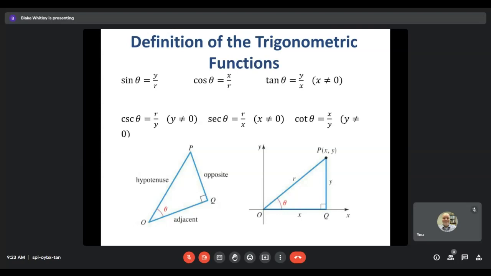And again, the other three trig functions are just the reciprocals of the first three. So all you have to do is flip those. And again, we can't have 0 in the denominator, so that's why they're telling you here that y can't be 0 for cosecant, x can't be 0 for secant, and y can't be 0 again for cotangent.